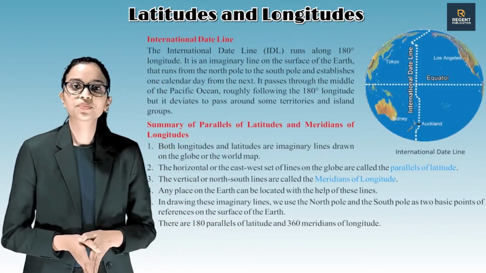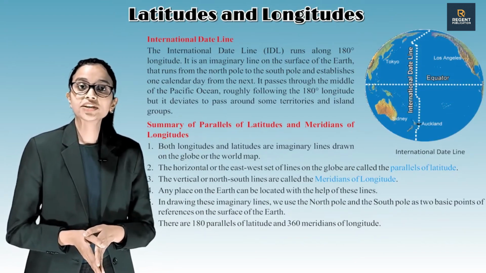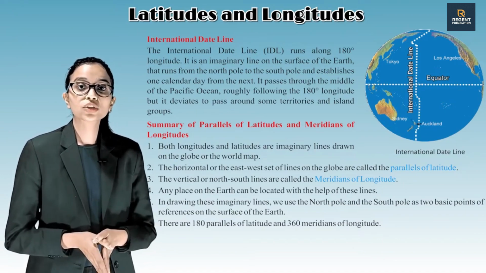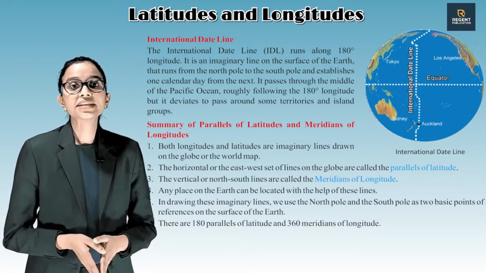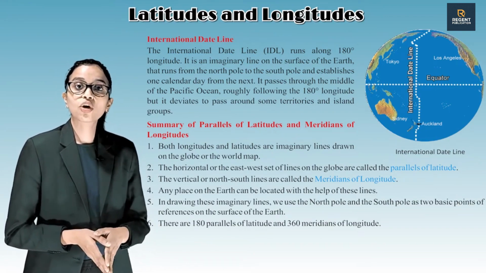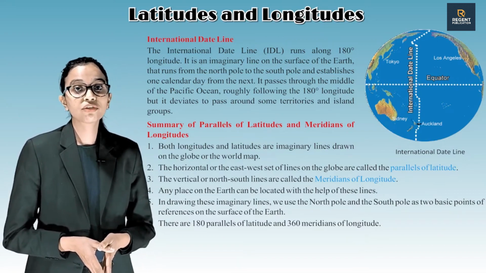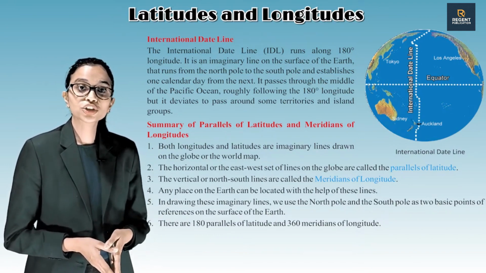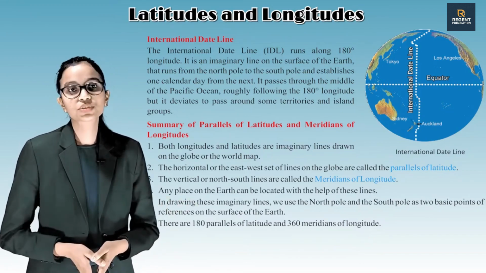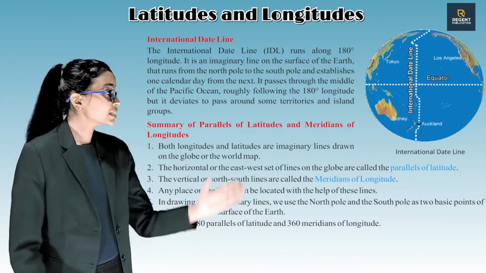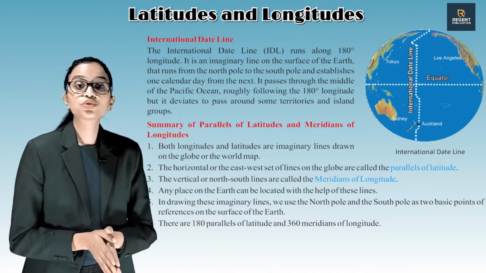International Date Line. The International Date Line, that is IDL, runs along 180 degree longitude. It is an imaginary line on the surface of the earth that runs from the North Pole to the South Pole and establishes one calendar day from the next. It passes through the middle of the Pacific Ocean, roughly following the 180 degree longitude, but it deviates to pass around some territories and island groups. Now children, you can see the picture of the International Date Line. So let's move to the next.